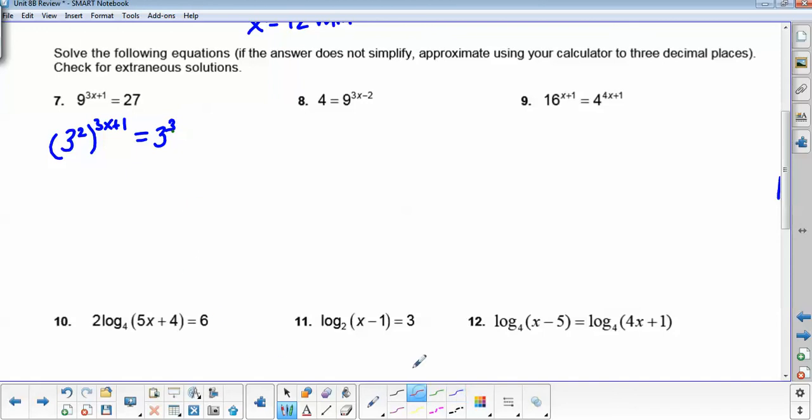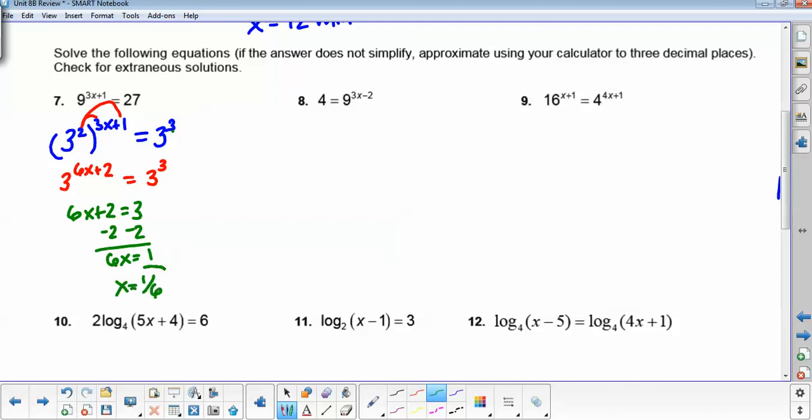And when you have power to a power, you can multiply your exponents. So I would multiply this, and I would get 3 to the 6x plus 2 equals 3 to the 3. Once your bases are the same, you know your exponents have to be the same, so just deal with the exponents. 6x plus 2 equals this 3 here. Subtract the 2, 6x equals 1, and divide by 6 to get x equals 1/6.